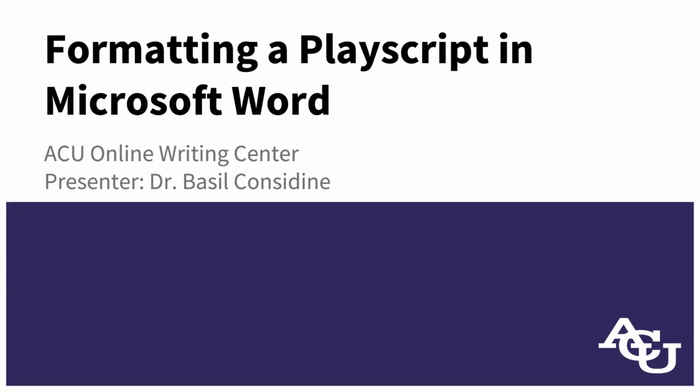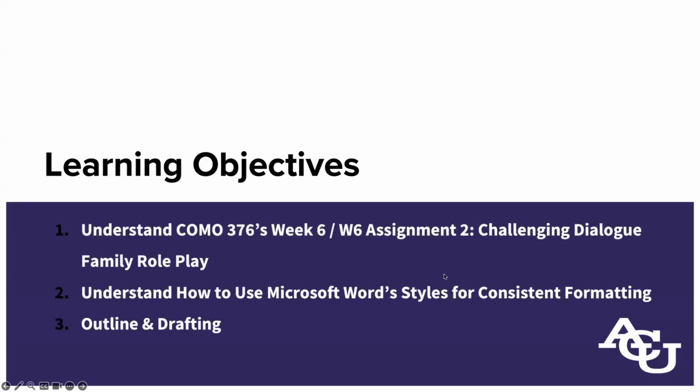So let's go ahead and take a look here. And so we're going to be looking at this with the starting point. The catalyst for a discussion will be a specific assignment that comes up in the family communication course, COMO 376. But we're going to look at this assignment, what it's asking the writers to do. We're going to look at how you could do that in Microsoft Word, and we'll finish with a little bit about setting up the assignment.